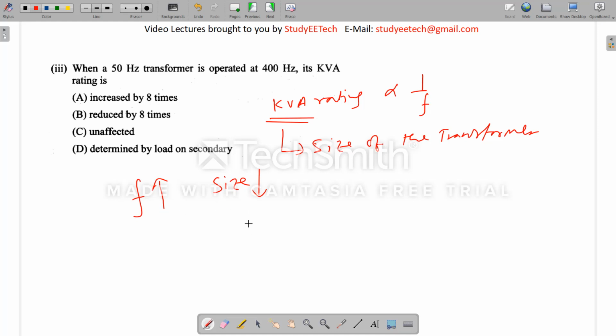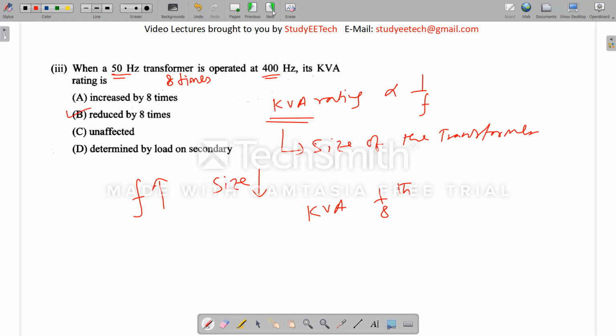In that case, if the frequency is 400 Hz, so this is 8 times, so the kVA rating will be 1/8. It will be reduced by 8 times, meaning 1/8.